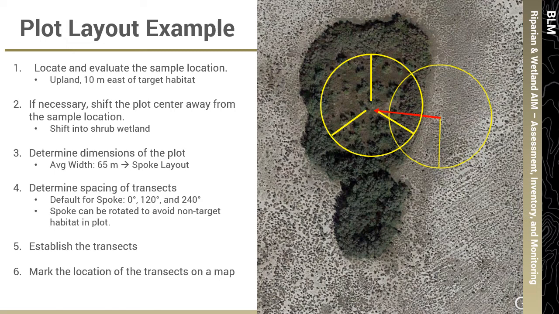In step 3, determine the dimensions of the plot and choose the appropriate plot layout. In this case, the sample location could accommodate a 3-meter radius circle and a spoke layout was chosen. In step 4, determine the spacing of your transects. Determine if the standard azimuths of 0, 120, and 240 can be used, or if the azimuths need to be shifted to capture the target habitat. In step 5 and 6, you will establish or lay out your transects and mark the transect locations on the map.